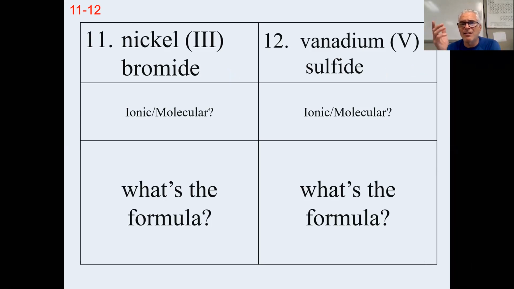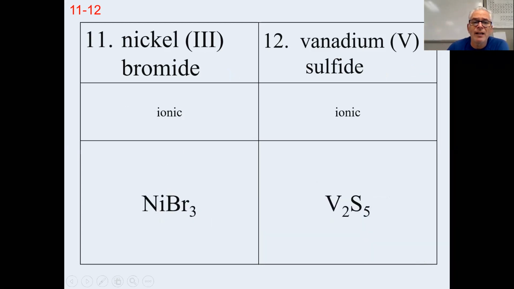You'd be like, oh, what is a Roman numeral? Go slow. Put your finger in a box. The answers are right there. Roman numeral 3 means +3. Roman numeral 5 means +5. And you know the rest of this stuff. Look at this. NiBr3.